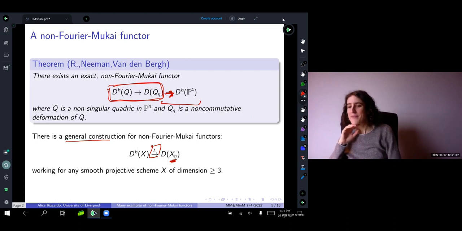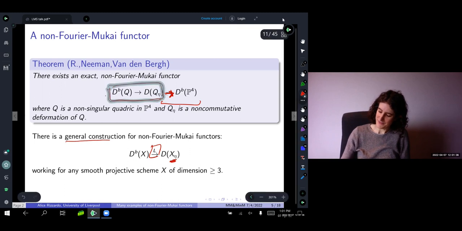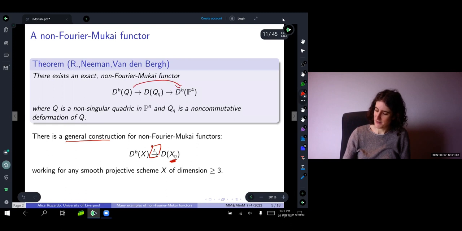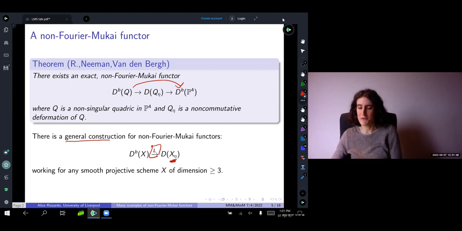Okay. I actually had a question that's related to your former answer. By what you were explaining about your procedure, this also relates to his question about the density. So my question is the following: if you have a non-Fourier-Mukai functor between two categories, does this mean there isn't a Fourier-Mukai functor between them? There definitely is a Fourier-Mukai functor between the derived category of Q and the derived category of P4.